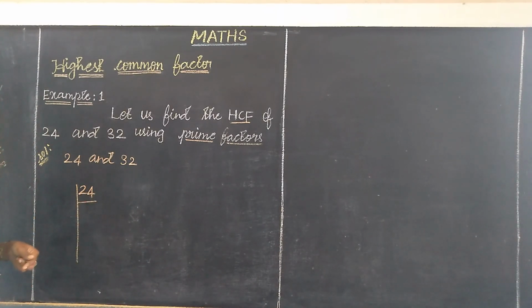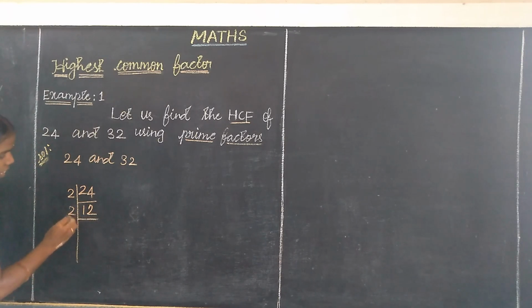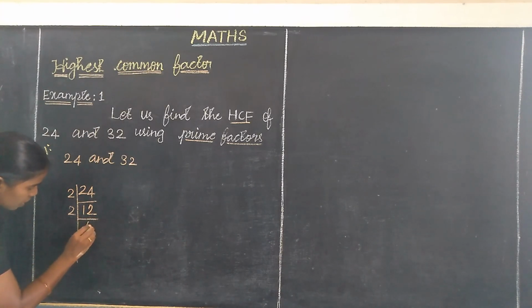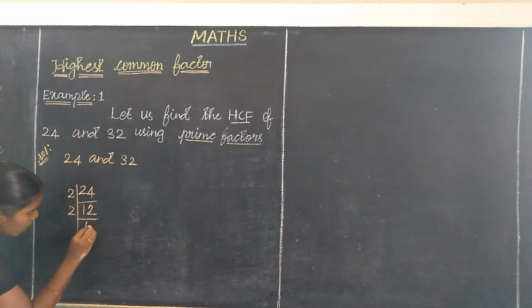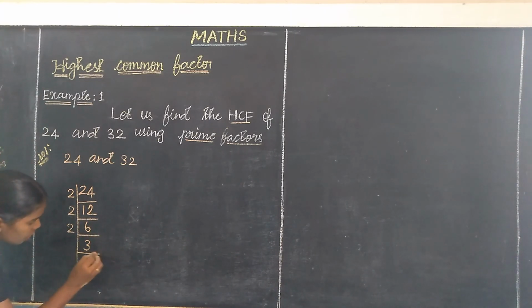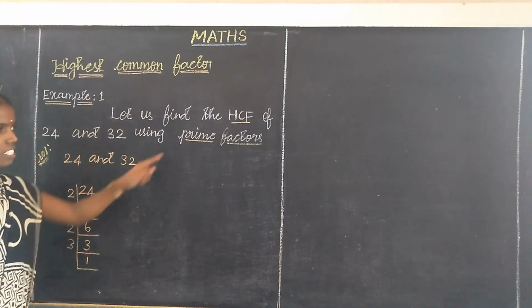The last digit is 4, so it is divisible by 2. How many times? 2 2s are 4. Then next, the last digit is 2, so divisible by 2 again. 6 2s are 12. Next we divide by 2 again, 3 2s are 6. Then this is 3, one time, 1 3 is 3. Yes, this is a prime factor number.